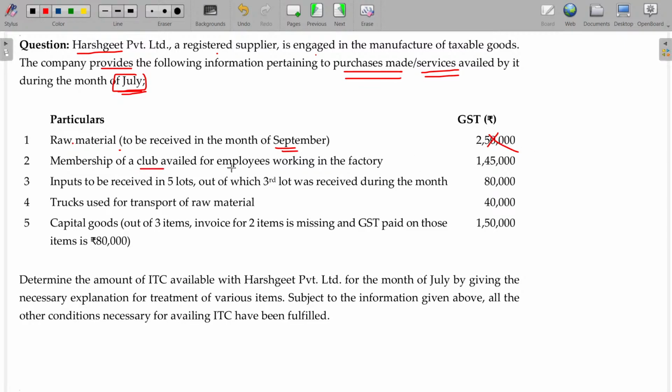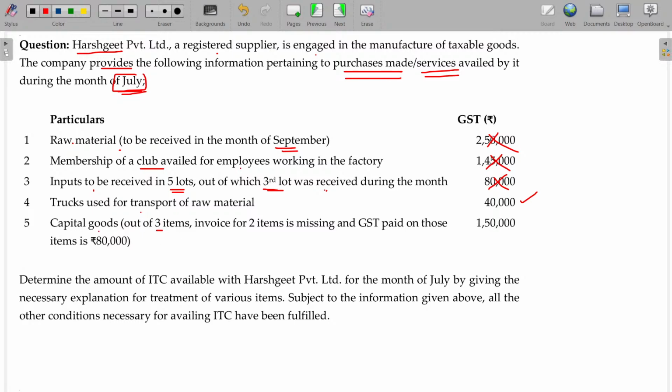Membership of club availed for employees working in the factory. If it is not being the legal requirement, not eligible, it is coming under blocked credit. Inputs to be received in 5 lots, out of which third lot was received during this month. Can avail only while receiving the last lot, so not eligible. Trucks used for the transport of raw materials. For the goods, of course, it is eligible.